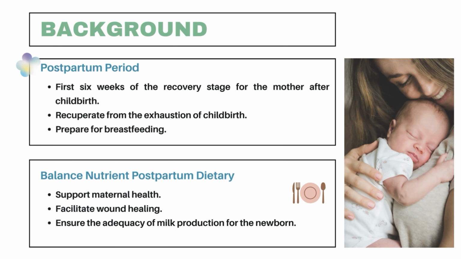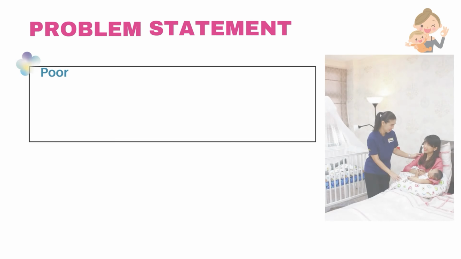The postpartum period is the first 6 weeks of the recovery stage for the mother after childbirth. This period helps the mother recuperate from the exhaustion of childbirth and prepare for breastfeeding. A well-balanced postpartum diet plays a crucial role for several reasons, such as supporting maternal health, facilitating wound healing, and also ensuring adequate milk production for the newborn.